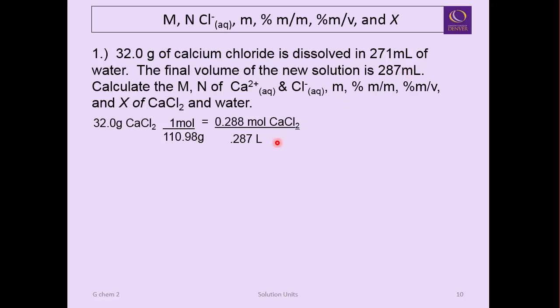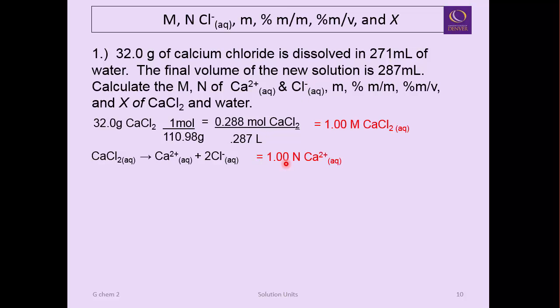I convert it to liters because molarity is in moles per liter. Final answer, there it is, with 3 significant figures, 1.00 molar calcium chloride solution. So now when I go to the next part, normality. Once again, normality refers to how many relevant ions. Are you talking calcium or are you talking chloride? So there are 2 different numbers here.